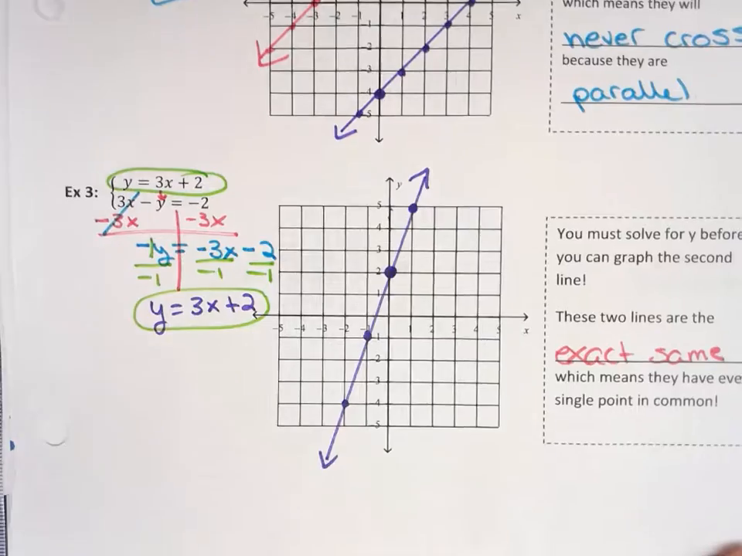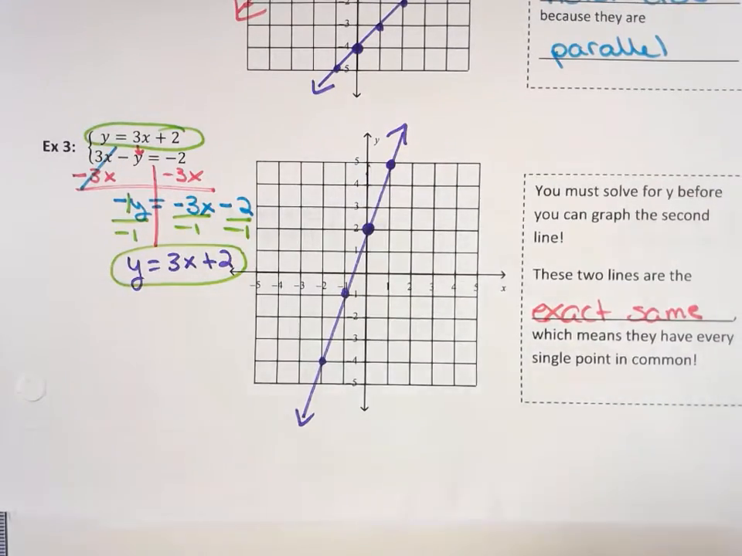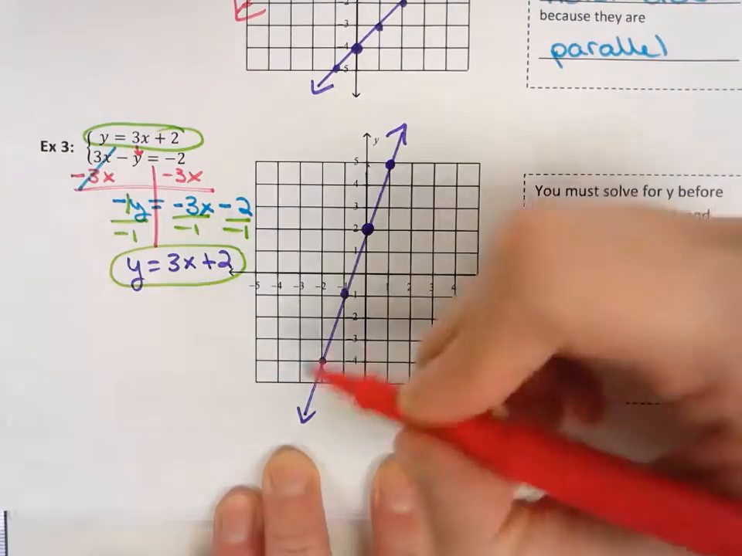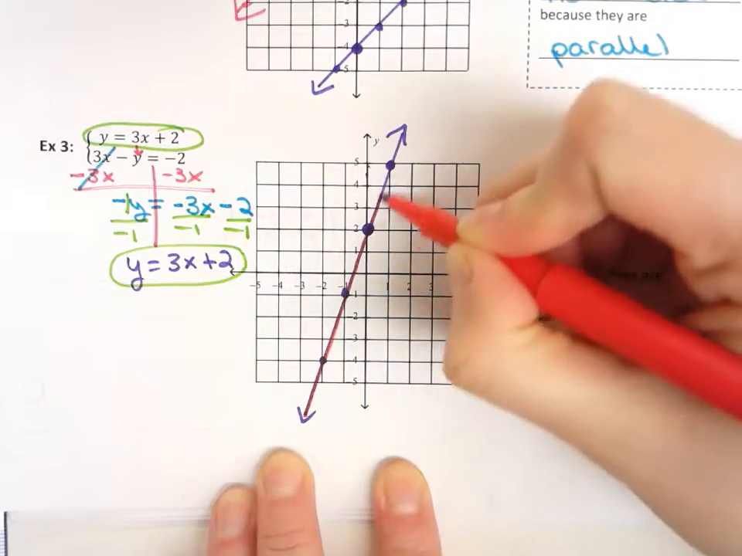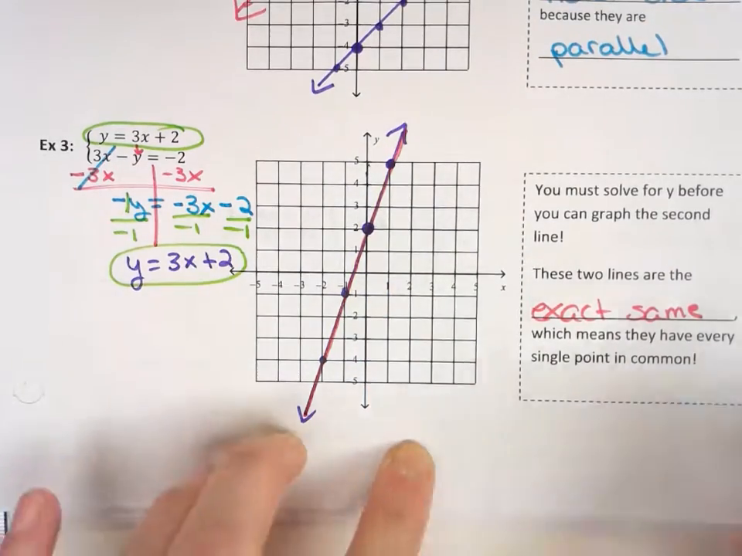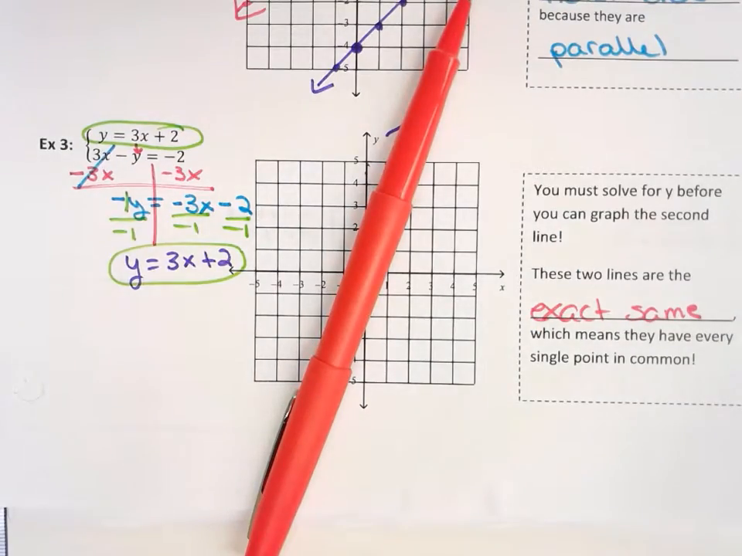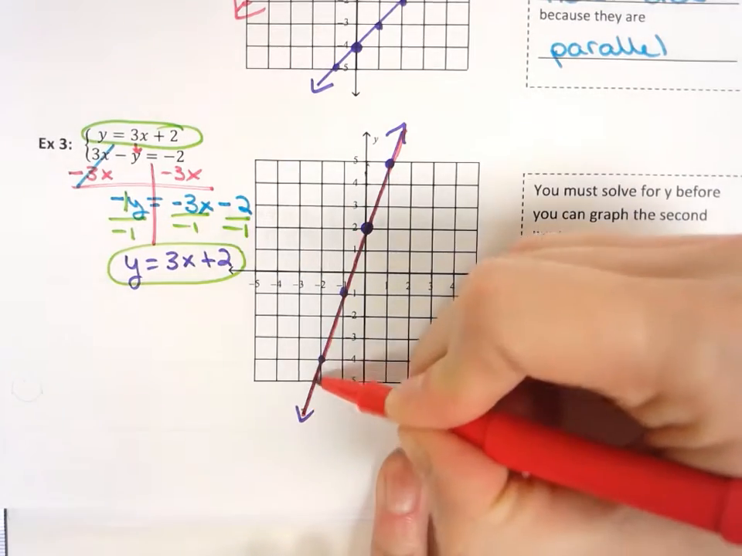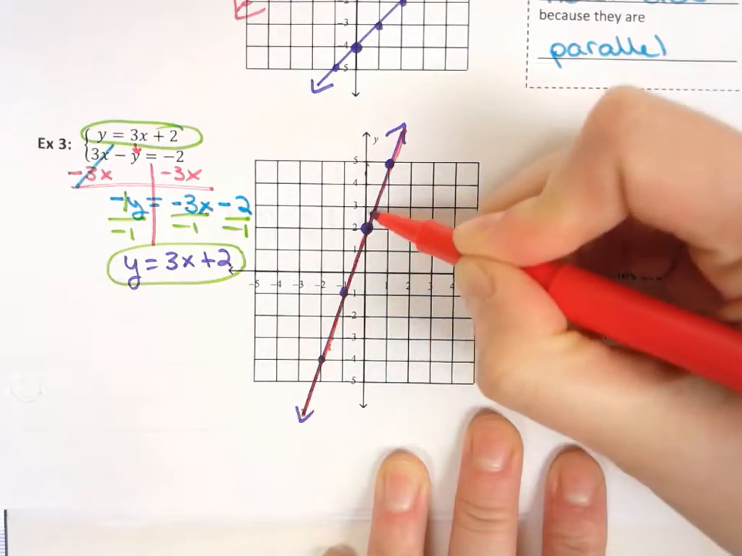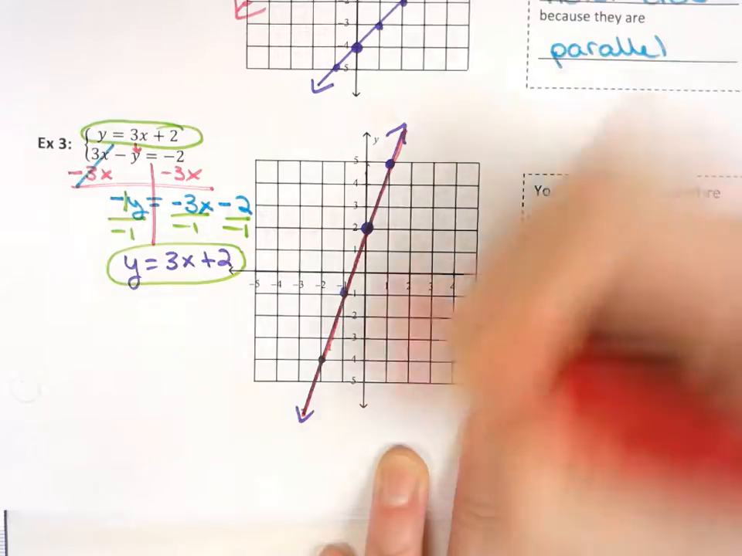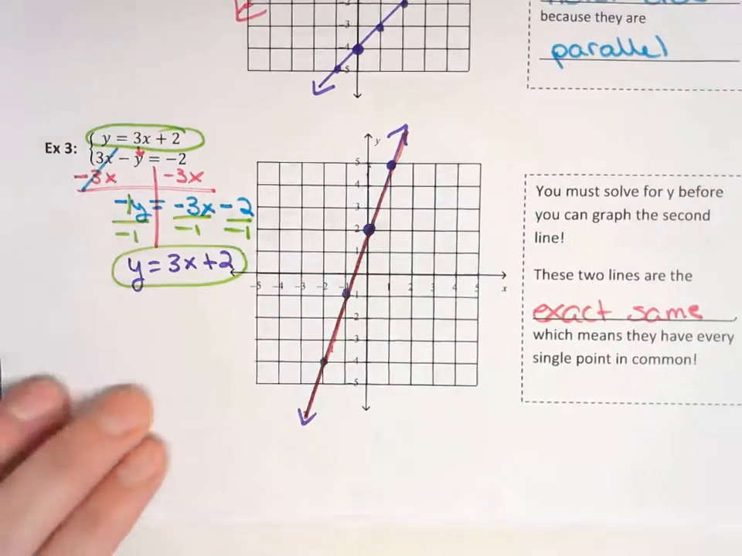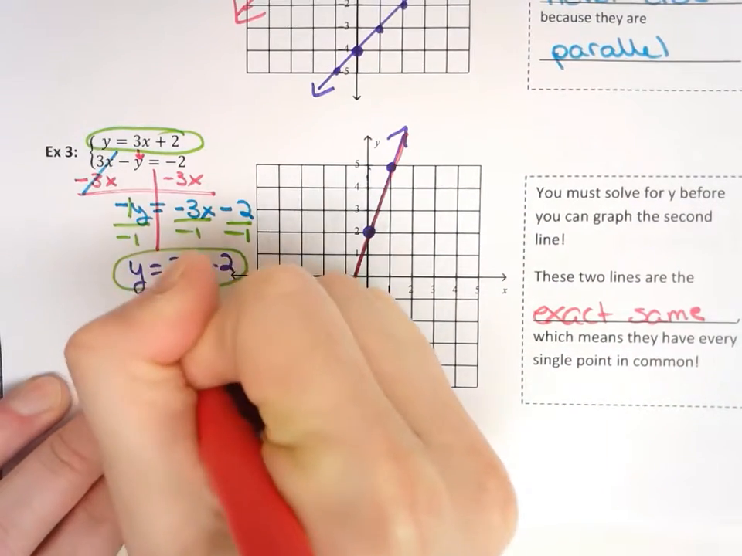Now since these two lines are the exact same, that's like I have one line completely overlapping the other line. So there's two lines that are just mixed together right there. That means that every single point on that line is something that they have in common because they're just together like that. So for this one, we have infinite solutions.